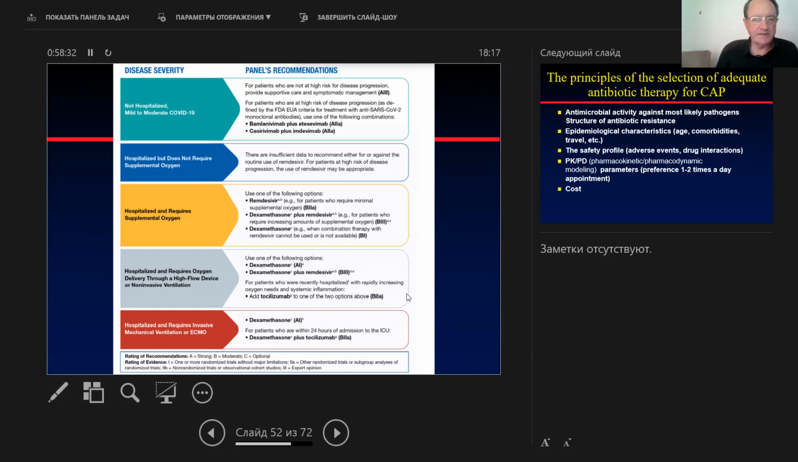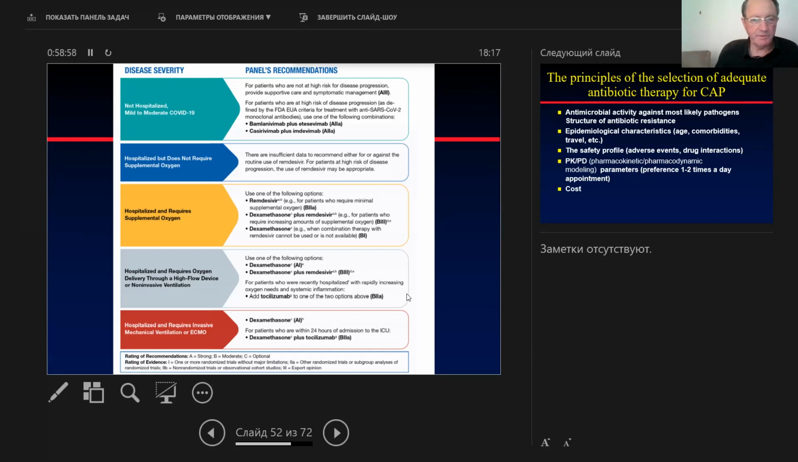Firstly, it may be a low flow device, starting in prone position. And every 2 hours we should stop oxygen therapy and check saturation with oxygen therapy and without oxygen therapy.